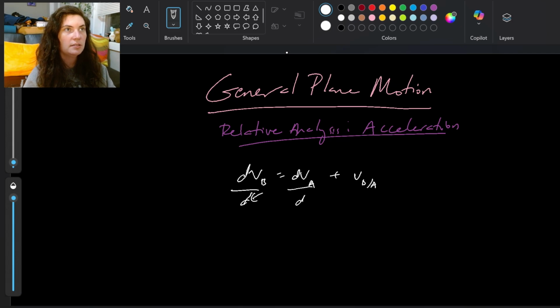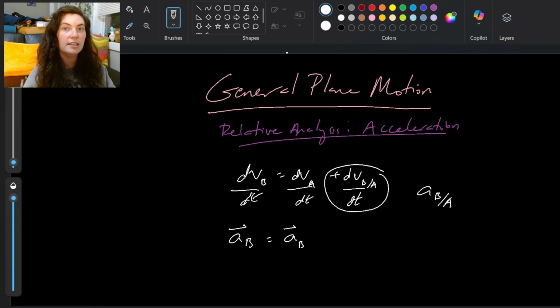for all of these, the derivative with respect to time, we'll get the accelerations. Those accelerations are going to be: the acceleration of B equals the acceleration of A. And then this derivative of VB with respect to A is actually going to give us two accelerations. We are going to have accelerations in both our normal and tangential directions. This becomes A of B with respect to A, which does have both a normal and tangential component.